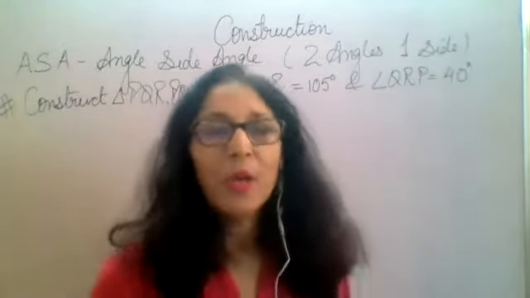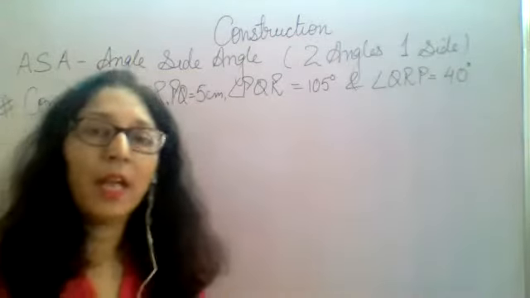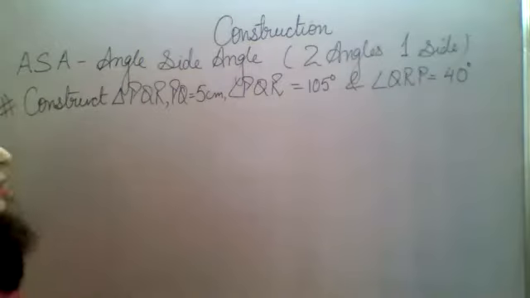Hello everyone. Today we will do construction based on angle side angle. Means if two angles and one side are given, how to construct. I have taken a question. Construct triangle PQR. PQ equal to 5 centimeter. Angle PQR 105. Angle QRP 40 degree.